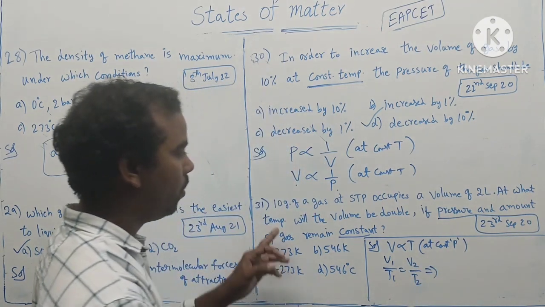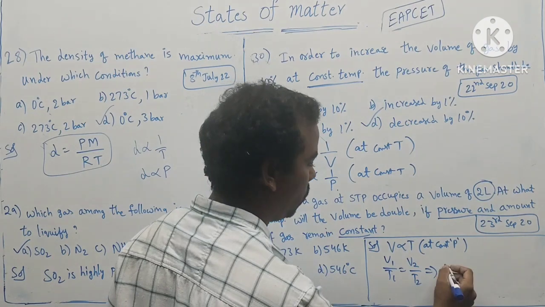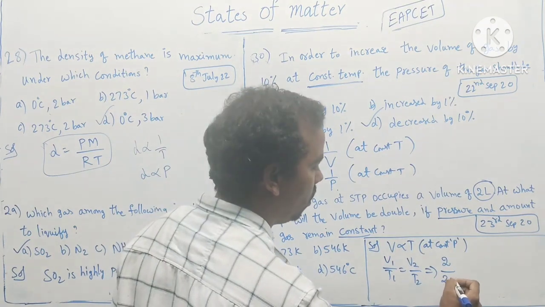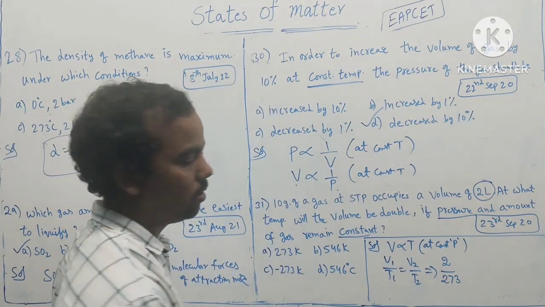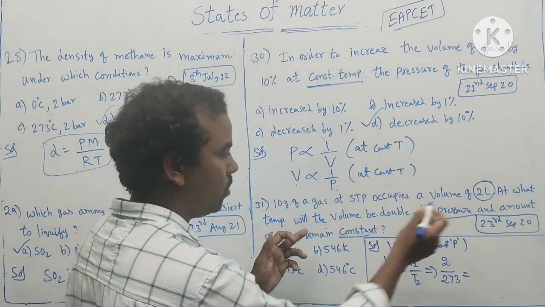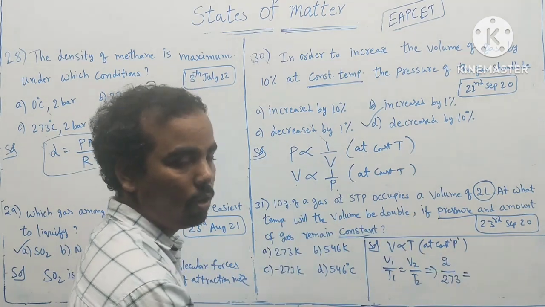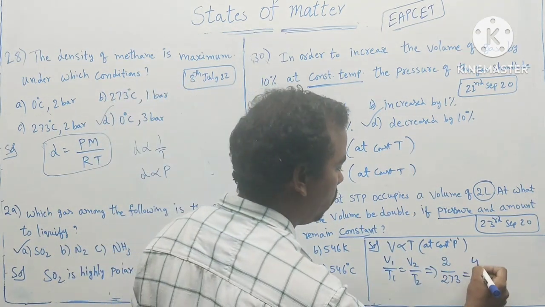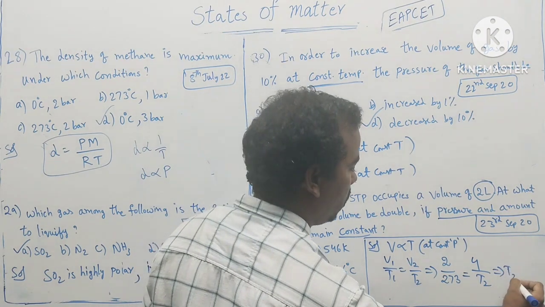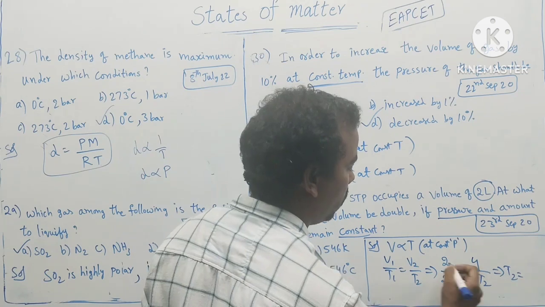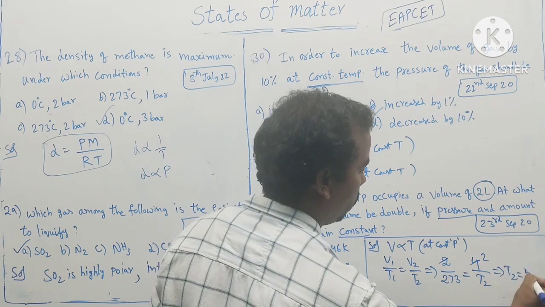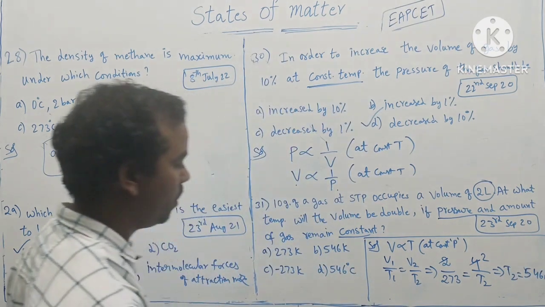So here V1 means volume 2 liters. So 2 by the standard temperature. Standard temperature means 0 degrees centigrade, that is 273 kelvins. So at what temperature will the volume be double? Volume will be double means 2 is converted to 4, so T2 is equal to 4 into 273 by 2. Then 2 into 273 means 546 kelvins.